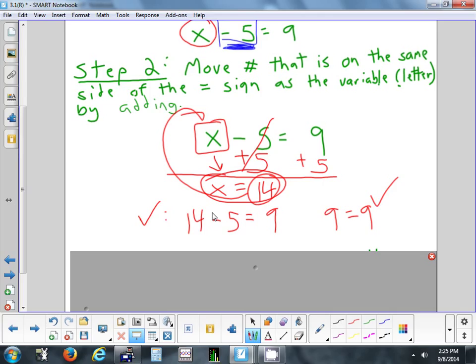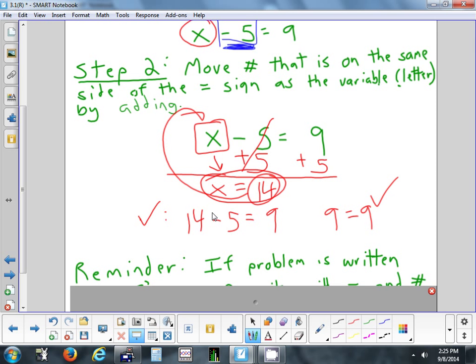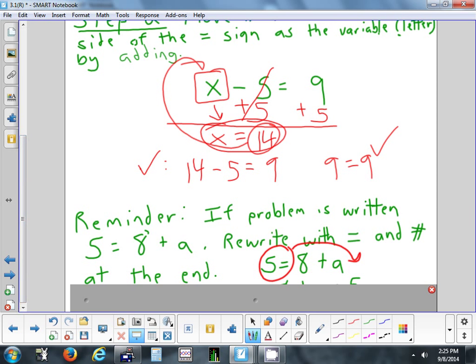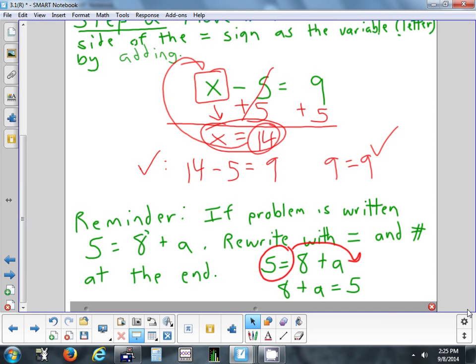Now, on the bottom part, there we go. If you get something like this, it's going to go in that reminder box on the bottom. If the problem is written, that's a 5. I know it might look like an S. You'll get used to it during the year, I promise. I know my handwriting is not the best. 5 equals 8 plus A. That's an A also. I know it kind of looks like a sideways 9, but it's an A. It was Friday afternoon when I wrote it.